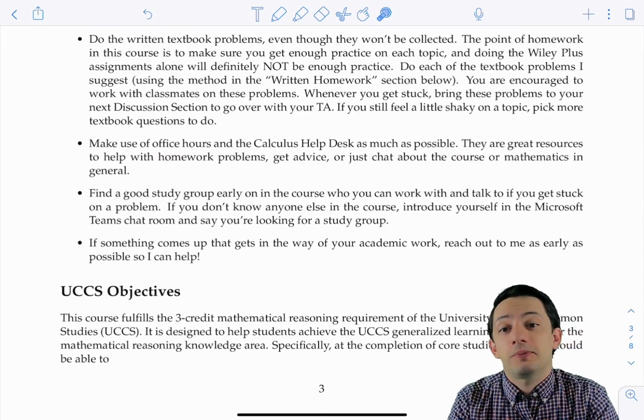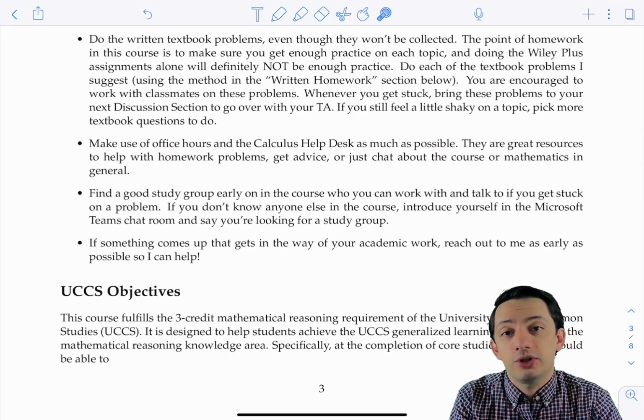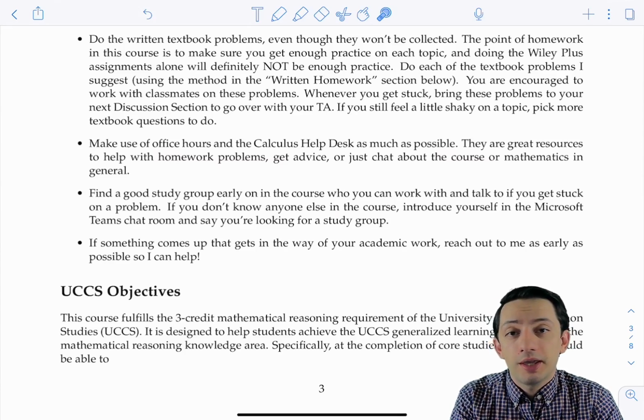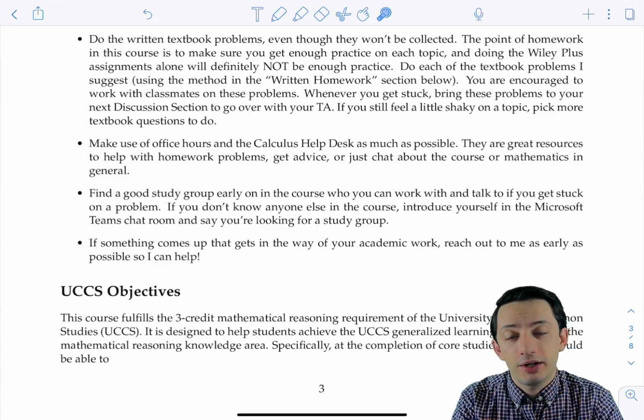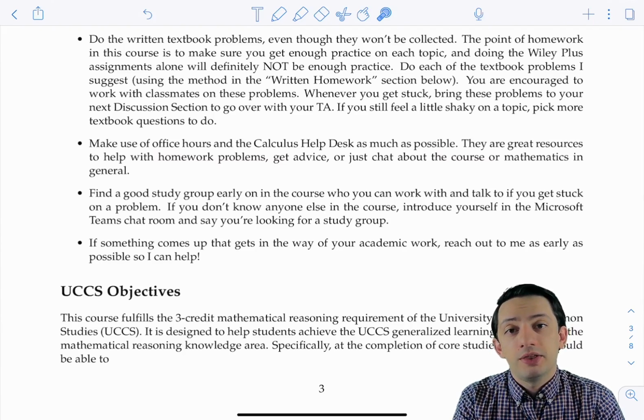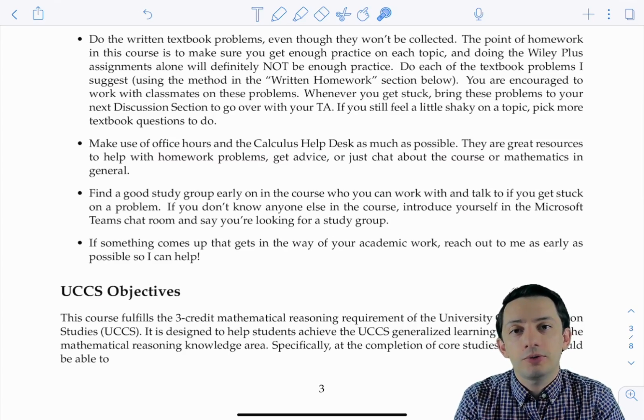Do the written textbook problems, even though they won't be collected. So there will be two different types of homework. There will be the Wiley Plus online homework. These questions are basically out of the textbook, but you're doing them online and they're automatically graded. So those will be graded. But I'm also going to assign in each section that we do a bunch of other problems from the textbook that I think are most important for you to understand the material.